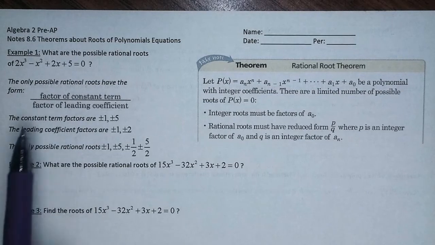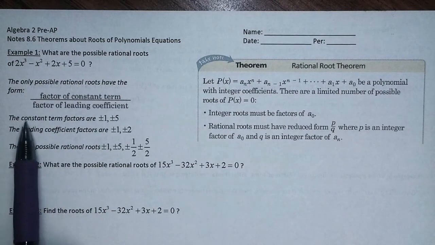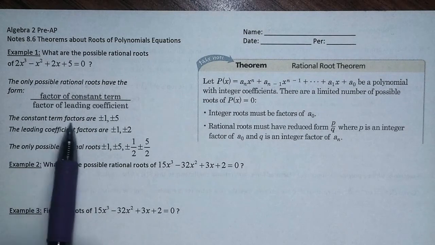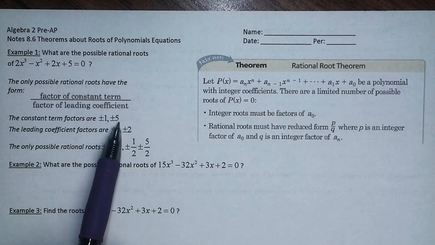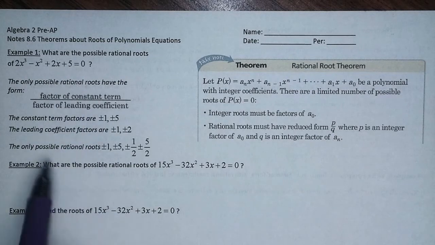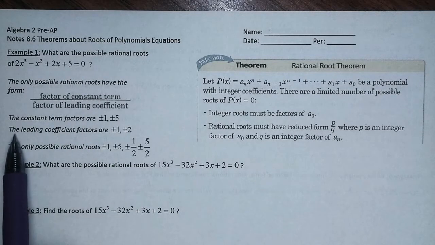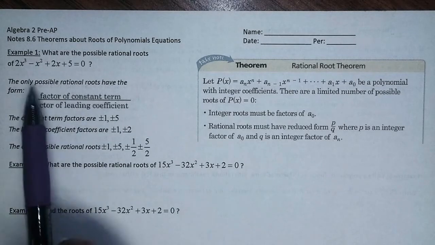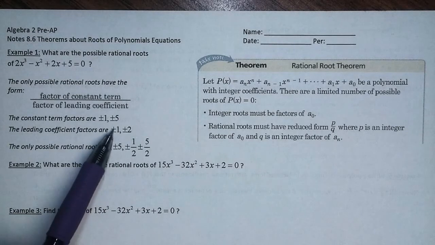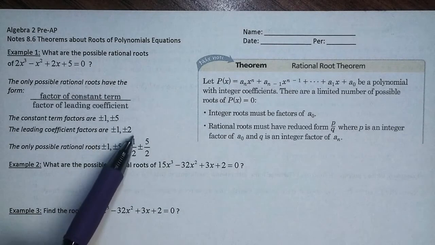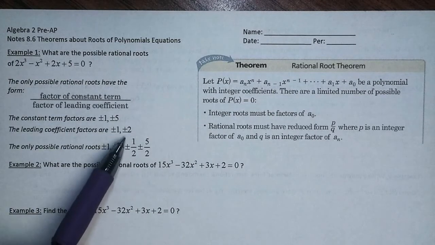So let's try it. You take the factors of the constant, which is 5, so the factors are plus or minus 1 and plus or minus 5. Those are the factors of positive 5. And now you do the factors of the leading coefficient, which in this case is 2. So the factors of 2 would be plus or minus 1 and plus or minus 2, because negative 1 times negative 2 can give you a positive 2.